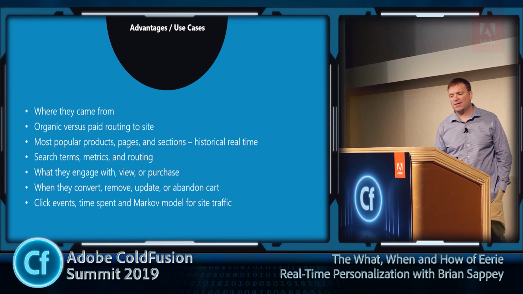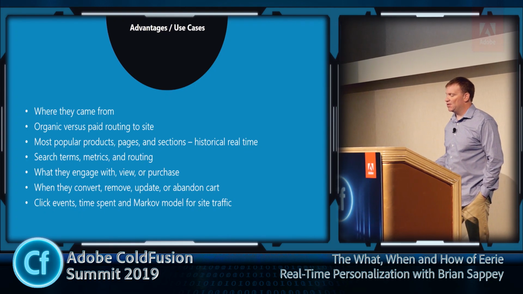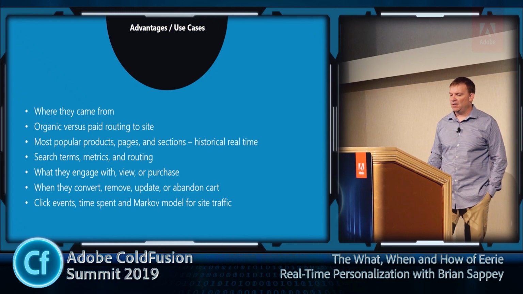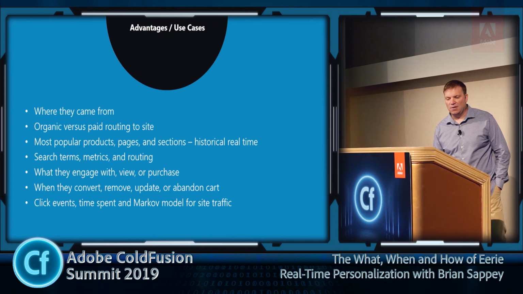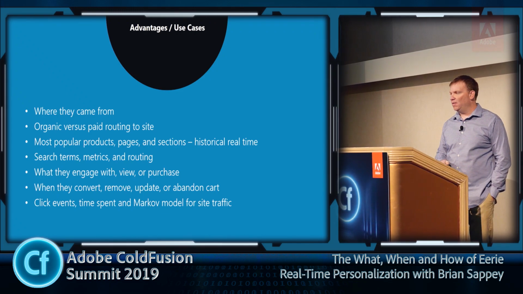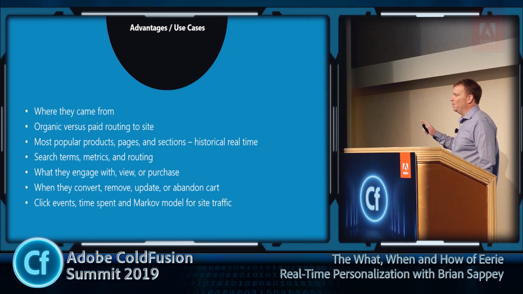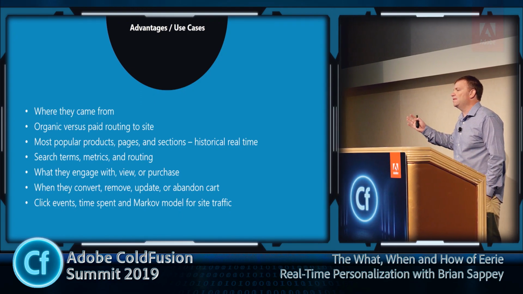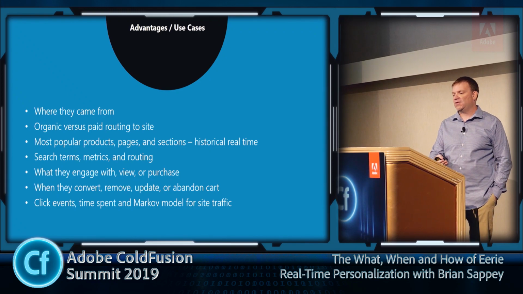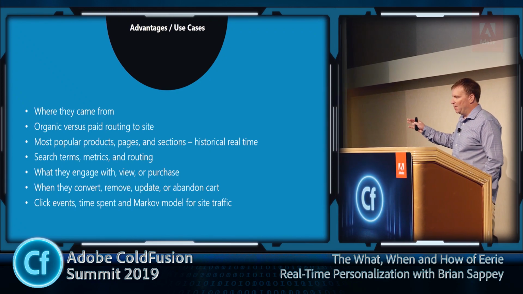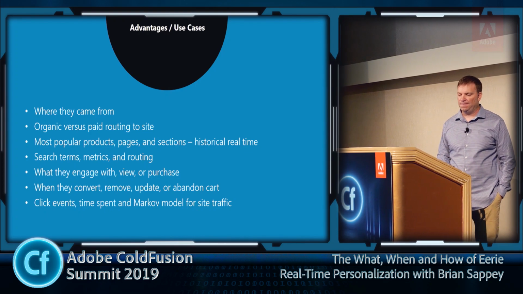Most popular products, pages, sections. We can do historical, real time, search terms, metrics, and routing. What are they engaging with on the site? What are they viewing? What are they purchasing? Did they abandon the site? We actually can get to see if we have their email and contacts. We can email follow up, say, hey, you left your experience, you didn't buy. How about a 20% coupon? There's a lot of potential here.